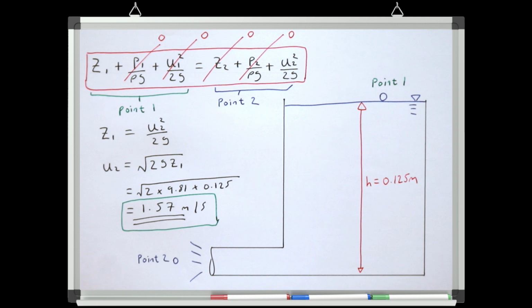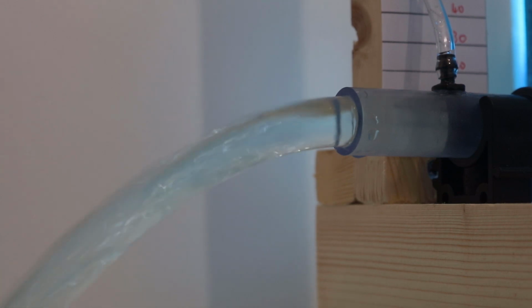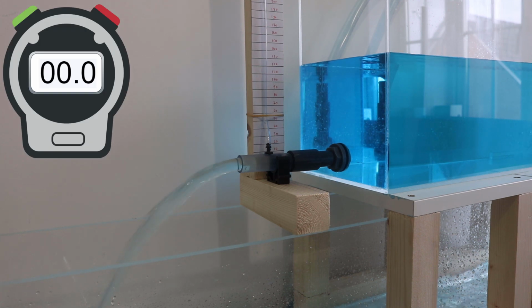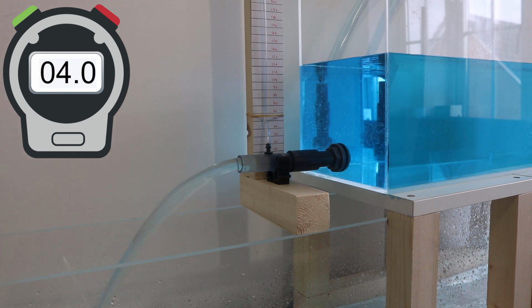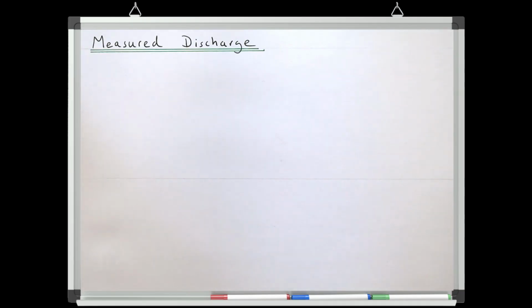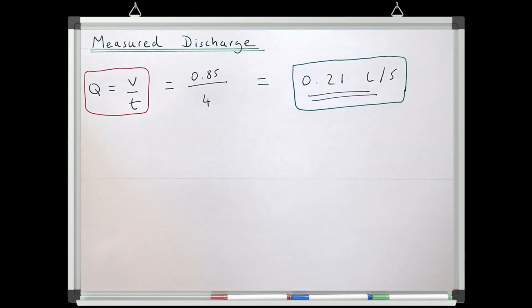The final thing to do is to check if our theory matches reality. We used the velocity that we found from Bernoulli's equation in the continuity equation to get a final discharge of 0.278 litres per second, which is suggesting that 0.278 litres is leaving this pipe every second. So let's actually measure the discharge and see how the real discharge compares to our prediction. We can do this using the method described in Lesson 1 Part 1, by timing how long it takes to collect a certain volume. For this flow, I collected 0.85 litres in 4 seconds, which gives us a discharge of 0.21 litres per second.